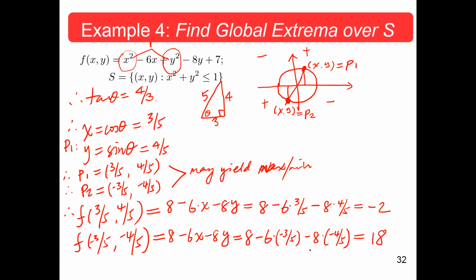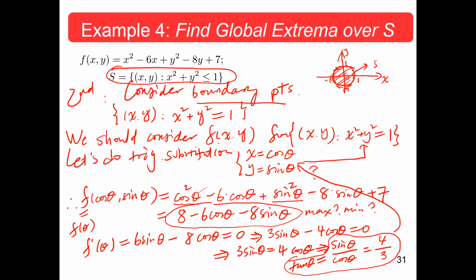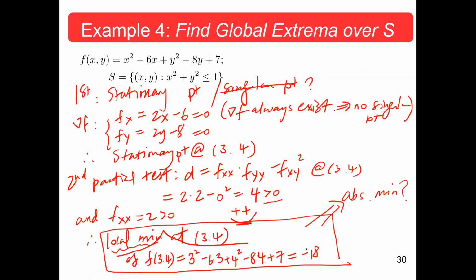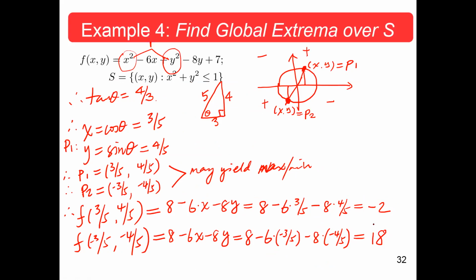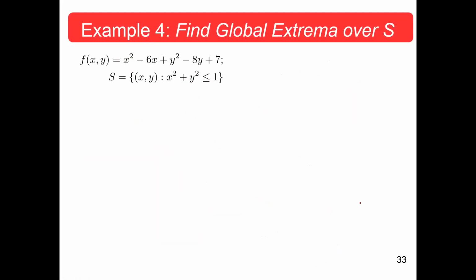Do we have a max here? Global max. Let me just write here. Do you see the maximum function value? We've got -18, we've got -2, +18. Which one is the max? Yeah, +18. Okay, let me just summarize here.